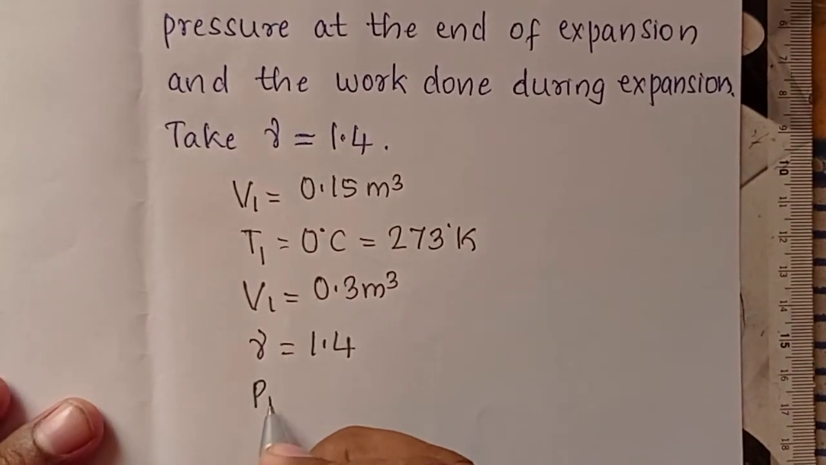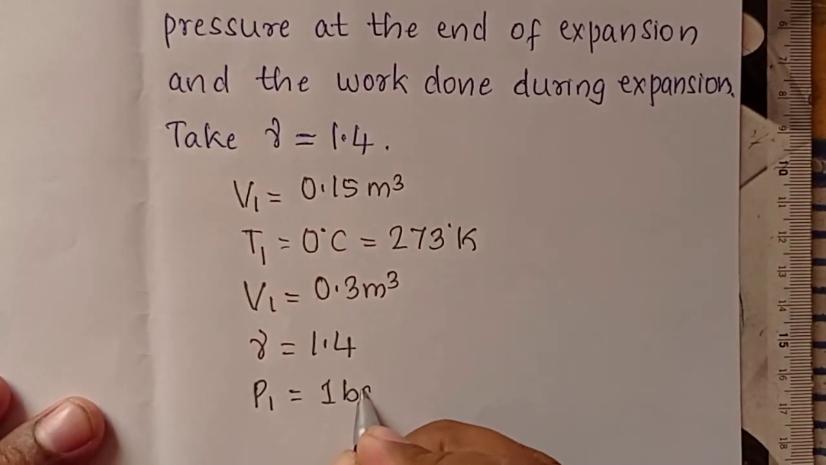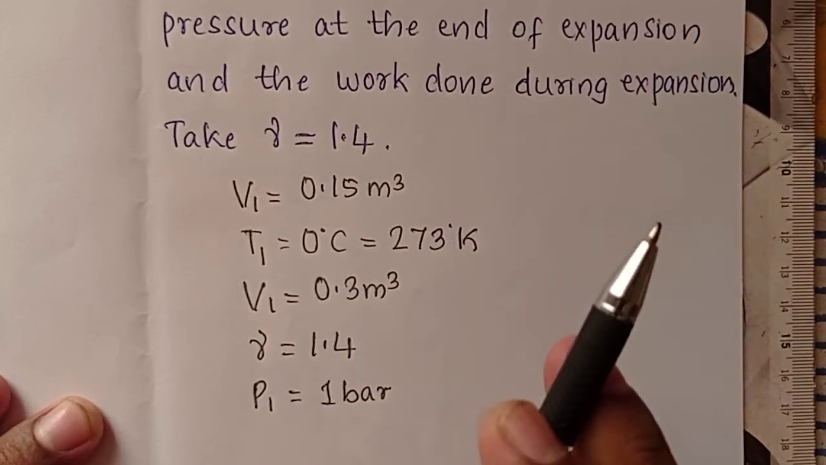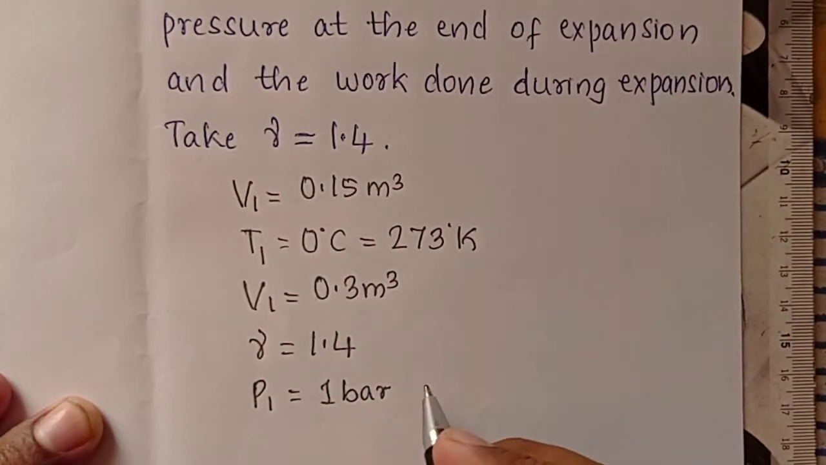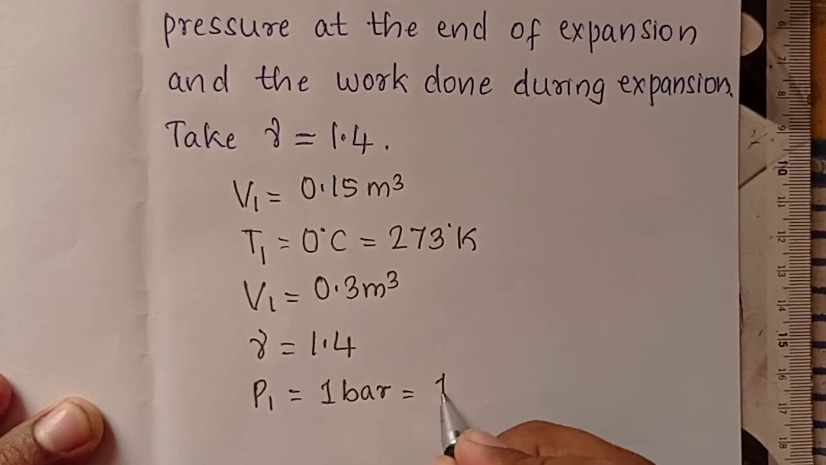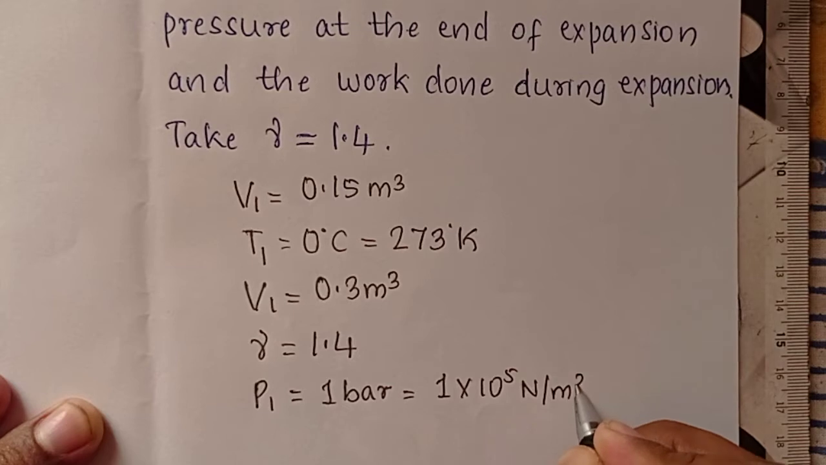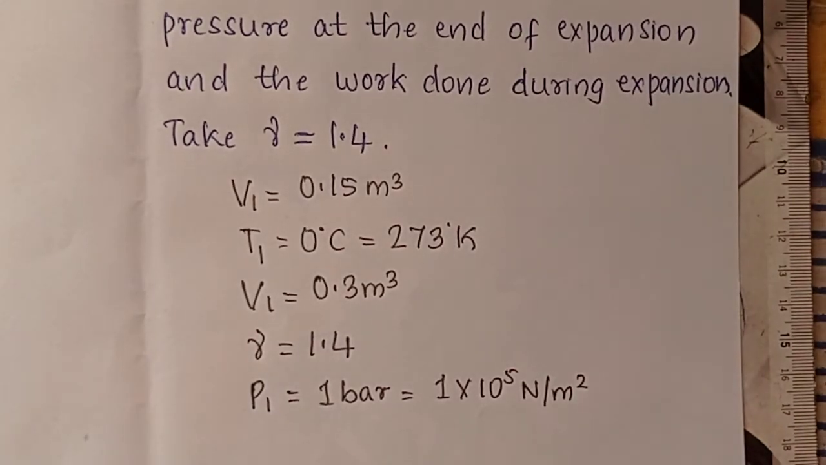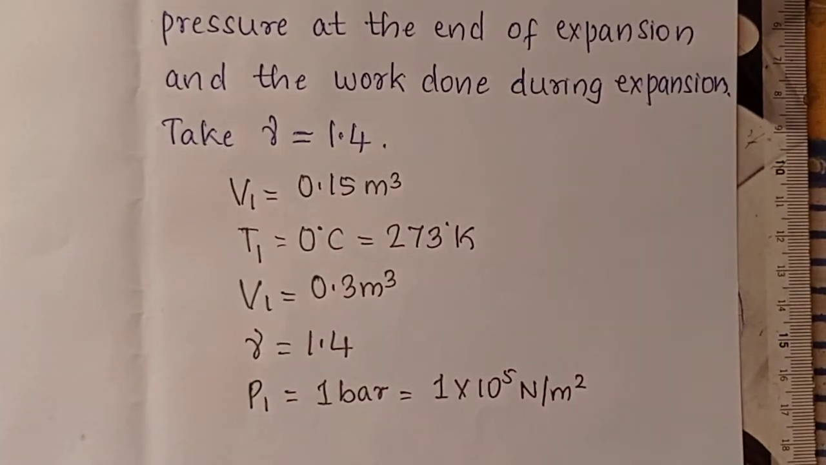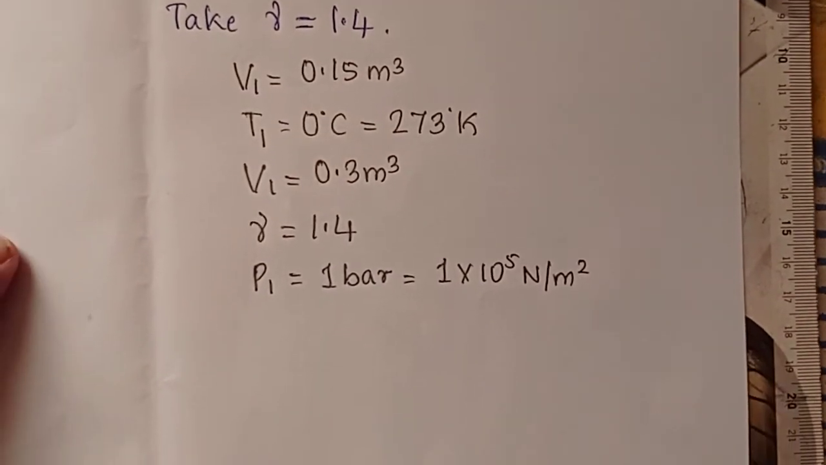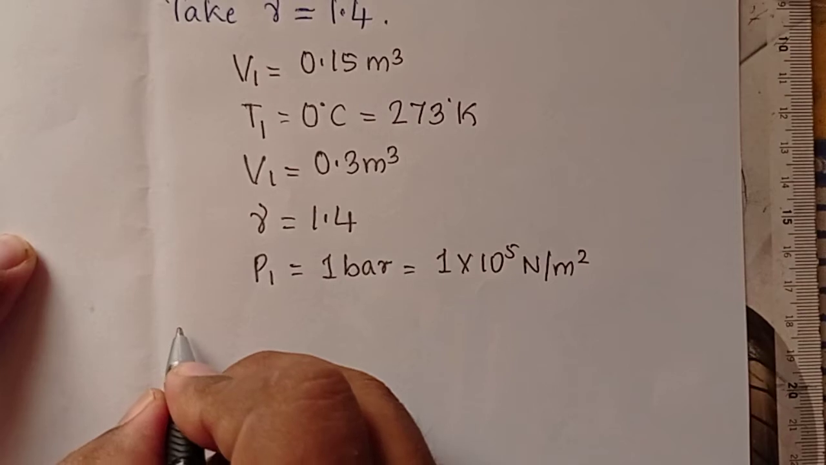Along with these, what is the condition at NTP? Pressure P1 is 1 bar. So at NTP pressure is 1 bar and temperature is 0 degree centigrade. This we need to remember. You can take it as 1 into 10 to the power 5 Newton per meter square, or in some books they take it as 1.013. I have taken it as directly 1. Now let us take the PVT relationship for adiabatic process.